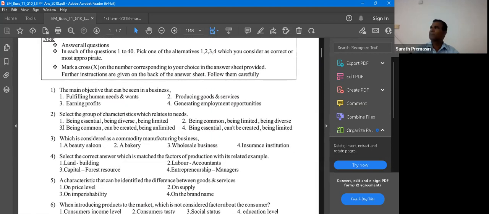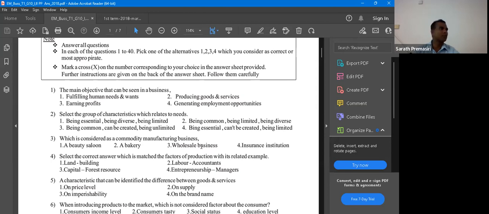Next one, the third one: which is considered a commodity manufacturing business? There are two types of business based on nature: service providing business and commodity manufacturing business. Now here, a beauty salon is a service providing business. Then a bakery is a commodity manufacturing business.